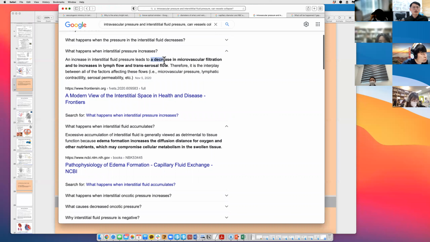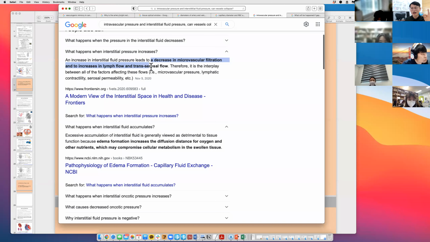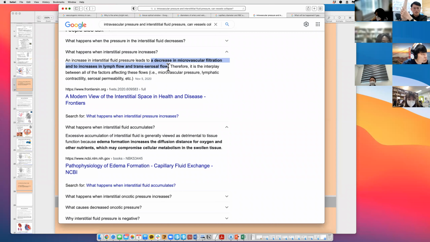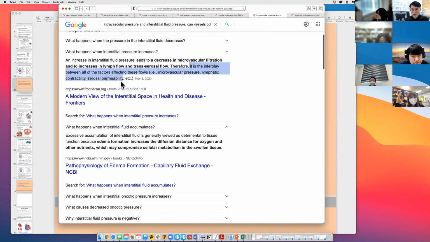Because the pressure difference is low, we have decreases in microvascular filtration and increases in lymphatic flow and transserosal flow. In fact, the maintenance of this interstitial pressure is a very intricate and complicated homeostatic process, but it's so important, right? It's affected by microvascular pressure, lymphatic contractility, and serosal permeability.